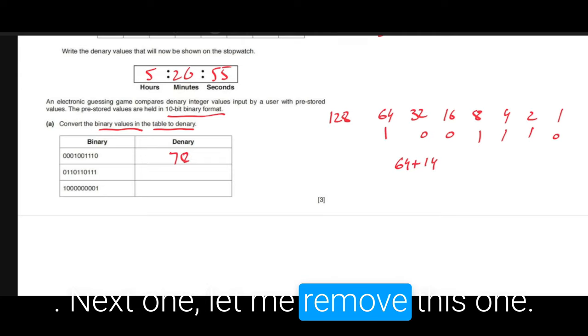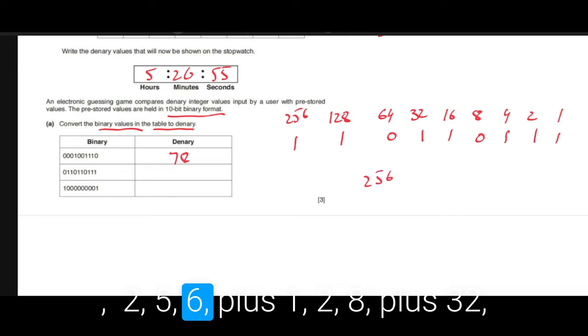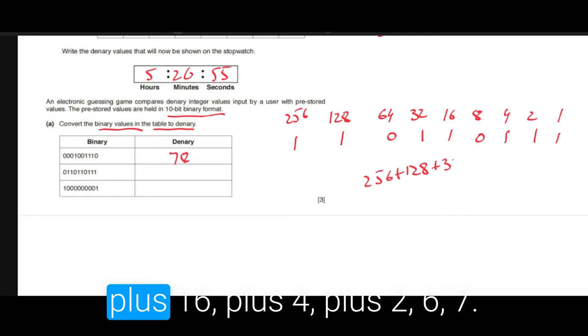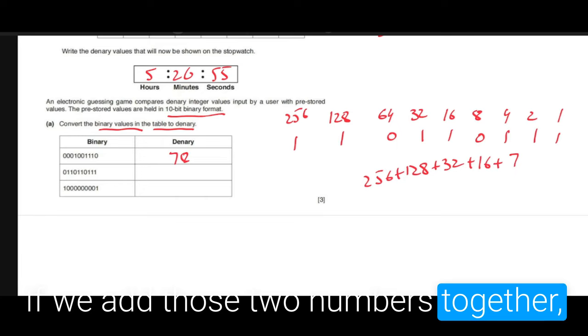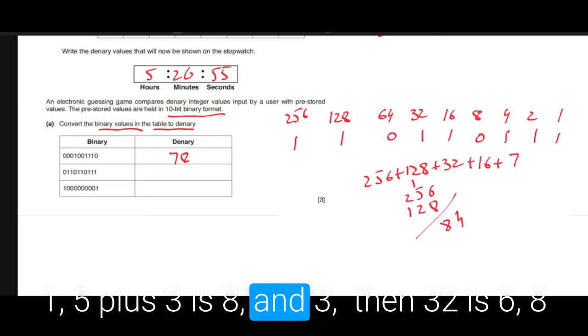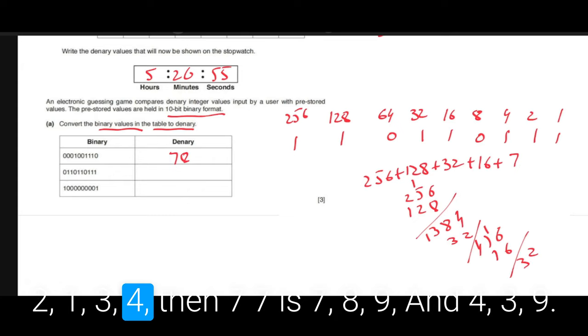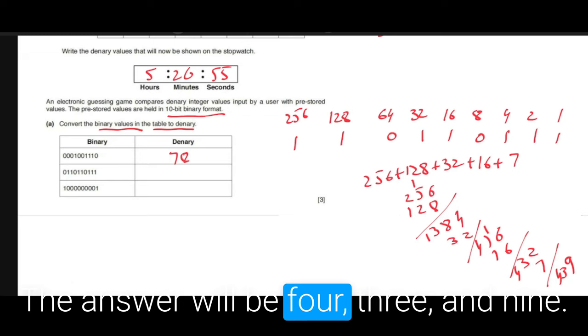The next one, let me remove this one. Number 2, we have triple 1, 0, double 1, 0, and we have 1 and 1, 256. 256 plus 128 plus 32 plus 16 plus 4 plus 2 plus 1. If we add those numbers together, we get 256 plus 128, okay, then 32, 16, 4, 2, 1, and the total is 439. The answer will be 439.